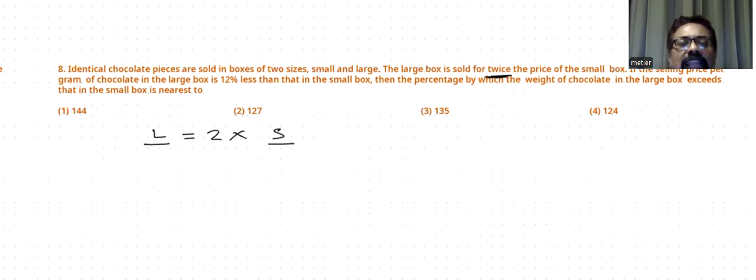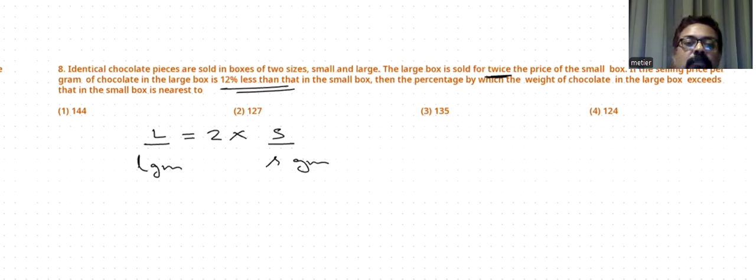So we assume the large box weight is L gram and the small box weight is S gram, and the large box price per gram is 12% less. So if the small box is 100 rupees per gram, the large box will be 88 rupees per gram. When we have comparative data like twice and 12%, we can always go with an assumed value.